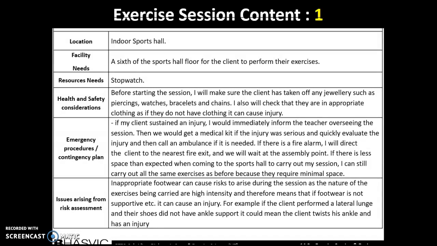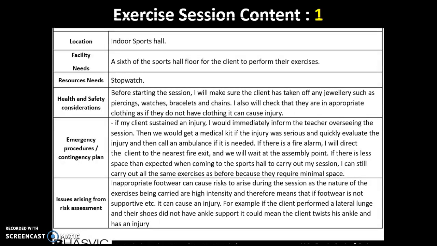Before starting the session, I'll make sure the client has taken off any jewellery such as piercings, watches, bracelets and chains. I'll also check that they are in appropriate clothing, as if they do not have the correct clothing it can cause injury. That's stuff like incorrect footwear. They can slip, they can twist an ankle if it's not supporting them properly, or it doesn't have enough grip. Clothing such as jeans can restrict their movement, and they won't be able to perform the session properly. So they need to be in clothing that is suitable for the exercise.